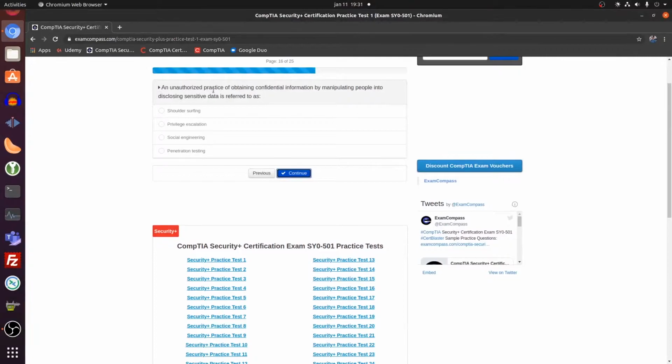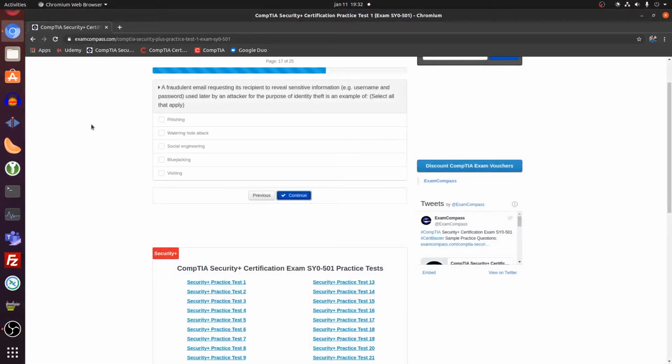An unauthorized practice of obtaining confidential information by manipulating people into disclosing sensitive data is referred to as... Manipulating people. I would say social engineering, because this has nothing to do with the computer. It's mostly about manipulating people. So that's a social engineering practice.